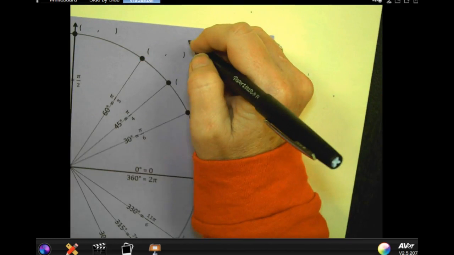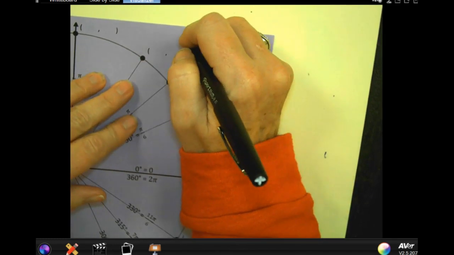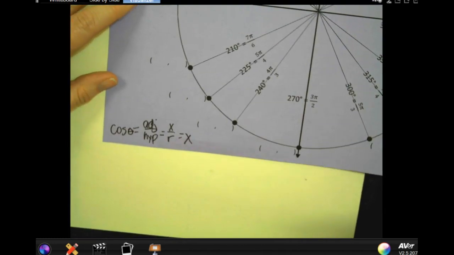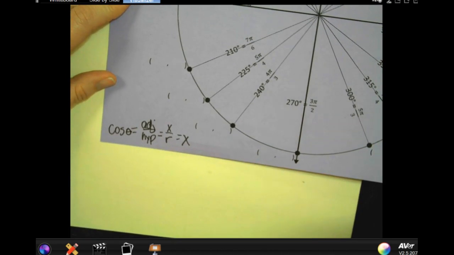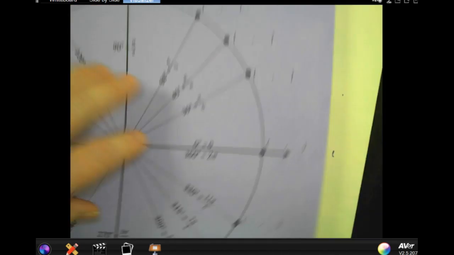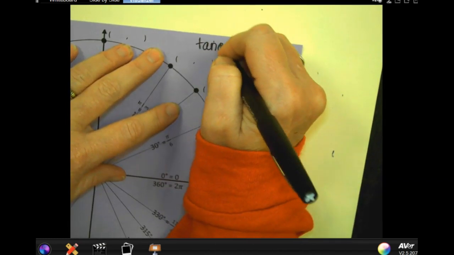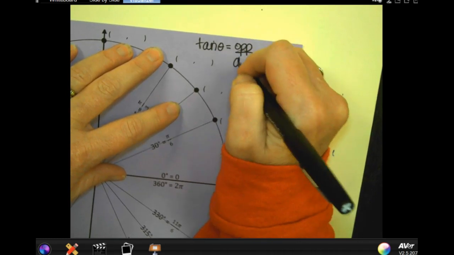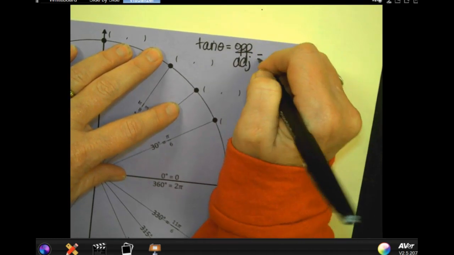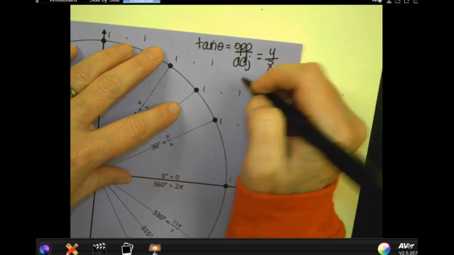In the top right, the tangent of theta is going to equal the opposite over the adjacent, which is going to be y over x.